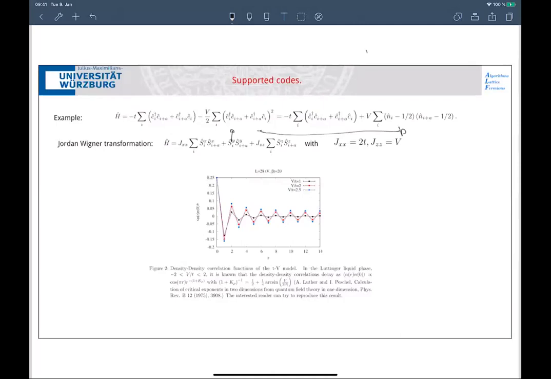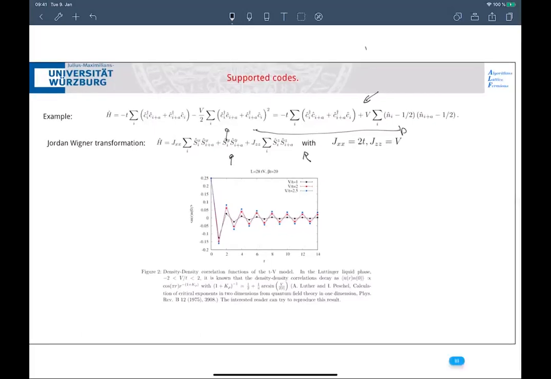So the minus V here goes to a plus V, and then from here you can use Jordan-Wigner transformation to show that this TV model in this formulation is identical to an XXZ model, where JXX is equal to 2T and JZZ is equal to V. So you can simulate actually the one-dimensional Heisenberg model. If you take JZZ equal to JXX, this is a very well-studied model, and these are beautiful papers of Peschel, which tell you exactly what the critical exponent should be.